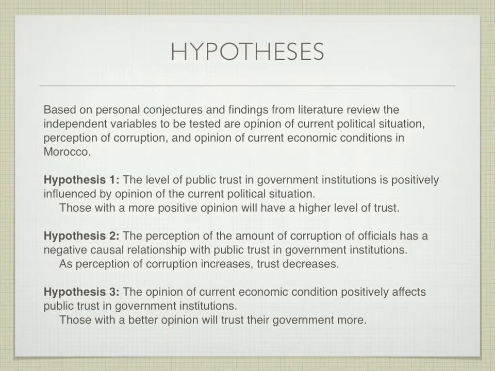The second hypothesis is the perception of the amount of corruption of officials has a negative causal relationship with public trust in government institutions. As perception of corruption increases, trust decreases. And the third hypothesis, the opinion of current economic condition positively affects public trust in government institutions. Those with a better opinion will trust their government more.